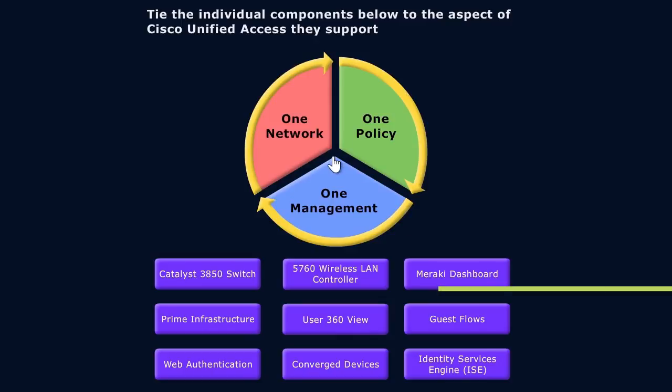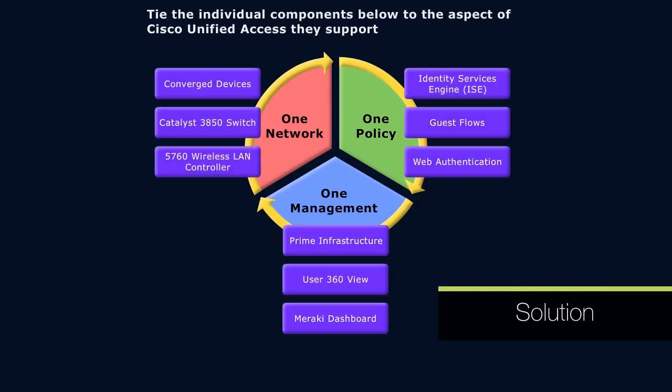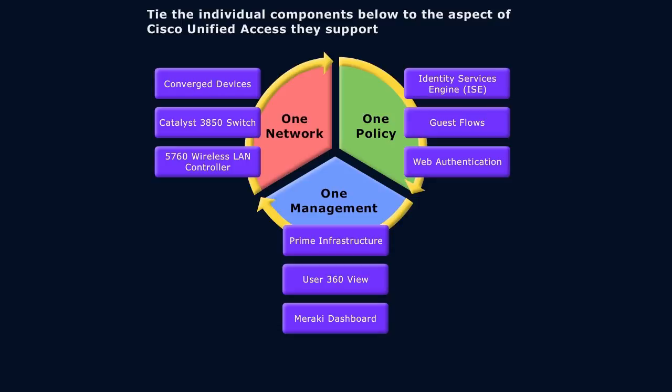Okay, so here's what we see, gang. We've got several areas to focus our attention on. When it comes to one network, the key to one network is converged devices and having the same iOS applied to both the wired and wireless environments. So the Catalyst 3850 switch, right? We've got one iOS, the iOS XE applied here. And that's also true here with the 5760 wireless LAN controller.